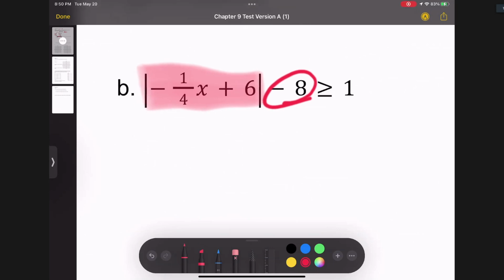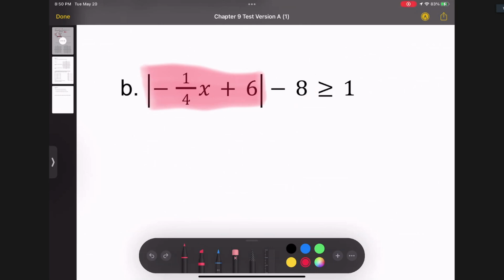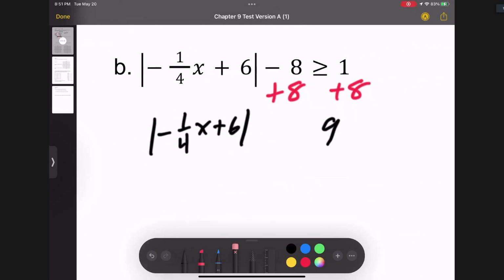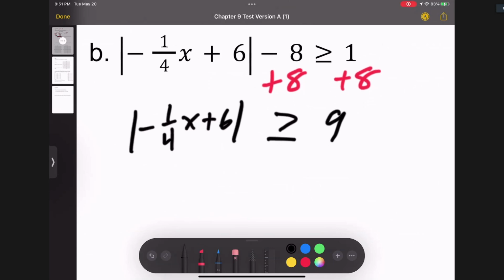A common mistake that I see on the test is students do the actual split before the absolute value is by itself. You need the absolute value by itself before you can do the split. So in this case, you would need to add 8 to both sides. You are going to get 9 on the right side, and then this inequality on the left side, no change whatsoever. Let me move this a little bit so it makes it a little bit nicer. There you go. Okay.